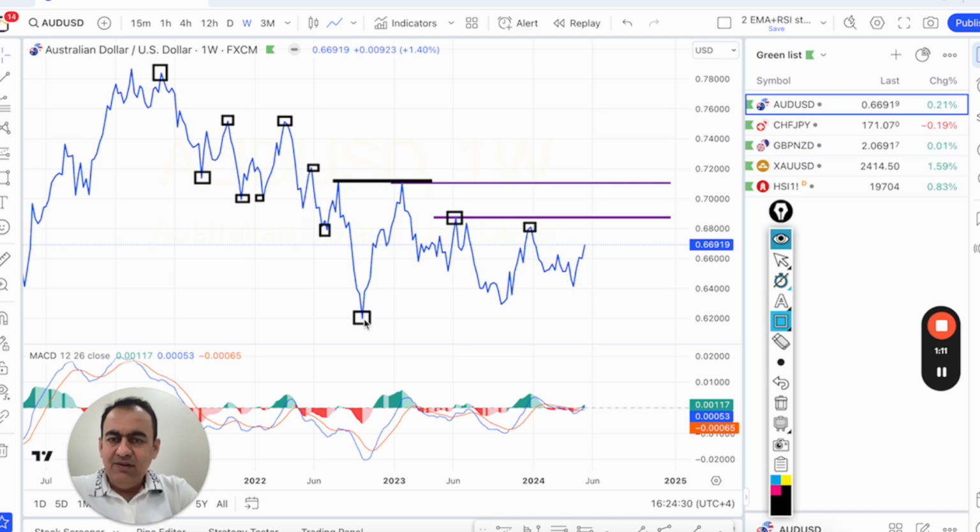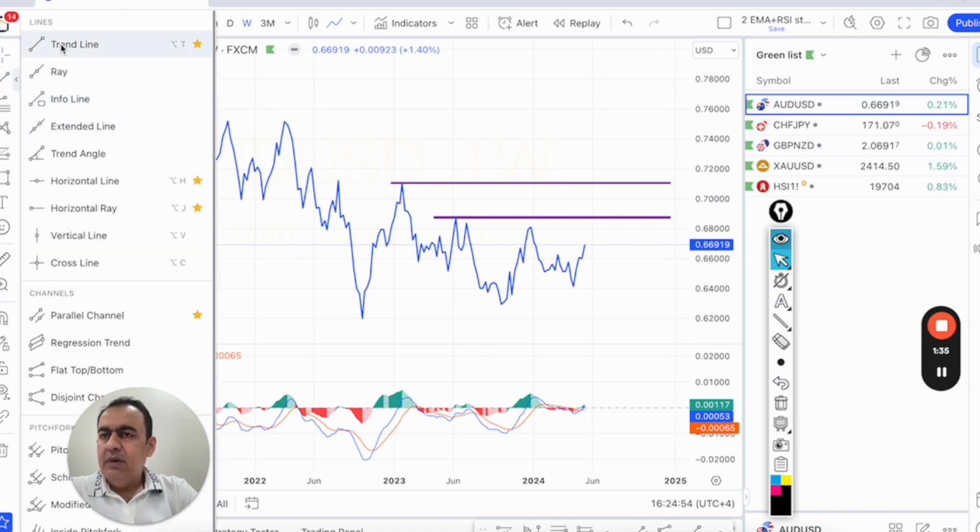So because after this low it has not printed a lower low, instead it started making a higher low. So it completed higher low, and from the top it's been making lower high. So it was a triangular formation, and currently the price has reached the upper boundary of the triangle. Now I'm going to use a trend line tool to complete this triangle.